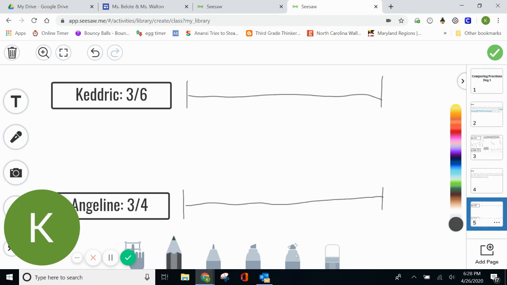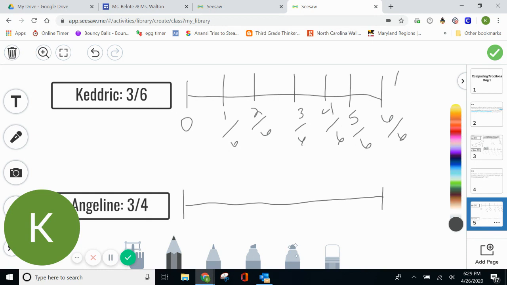I'm going to start by creating sixths. I'm going to cut my number line into thirds first. When I cut thirds in half, I get sixths. So now I know I have 0/6, 1/6, 2/6, 3/6, 4/6, 5/6, and 6/6. 6/6 is the same thing as 1 whole, so I can put a 1 over there.